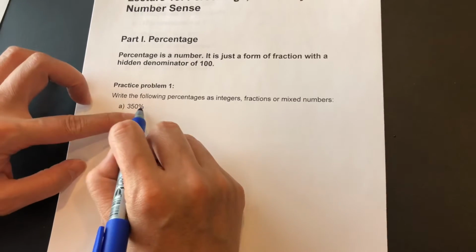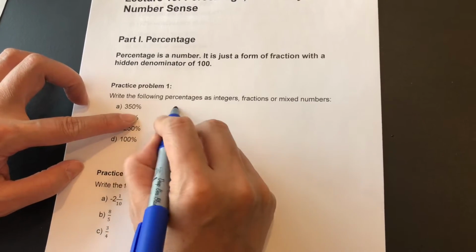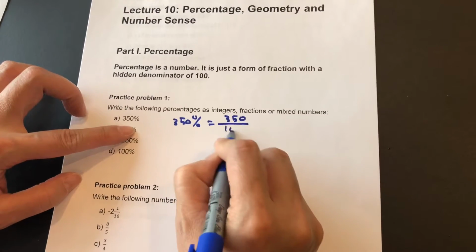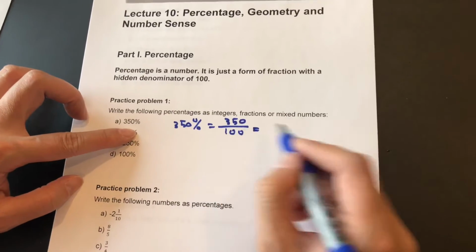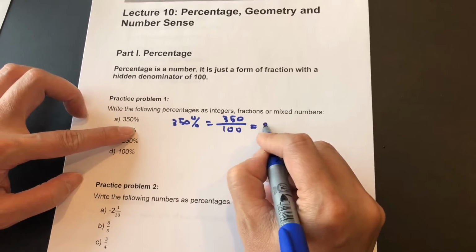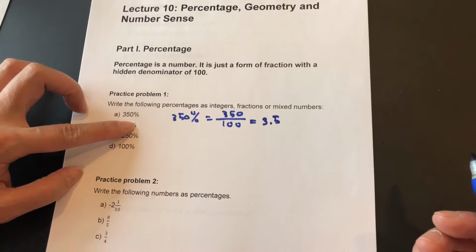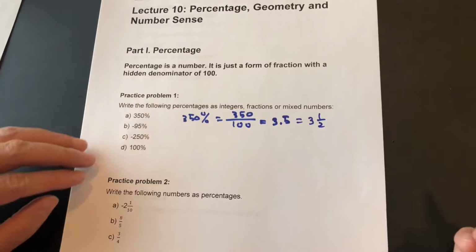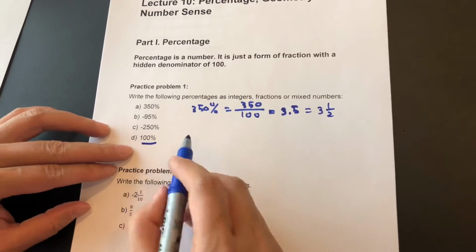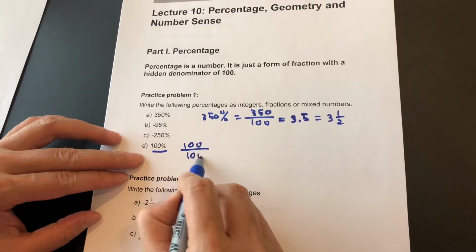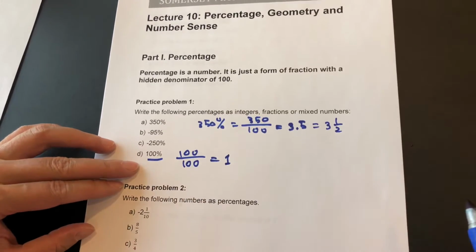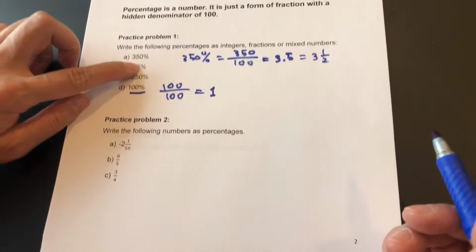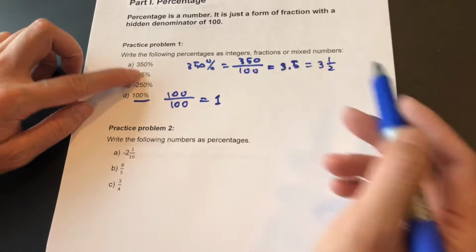350%. What does it mean by hidden denominator 100? 350% is actually 350 over 100. So change that into a decimal, so that's 3.5. Or you can change this to the mixed number 3 1/2. Okay, 100% is 100 over 100, therefore it is 1. We'll leave the other 2 for the students. Basically, you change the percentage sign into divide by 100.